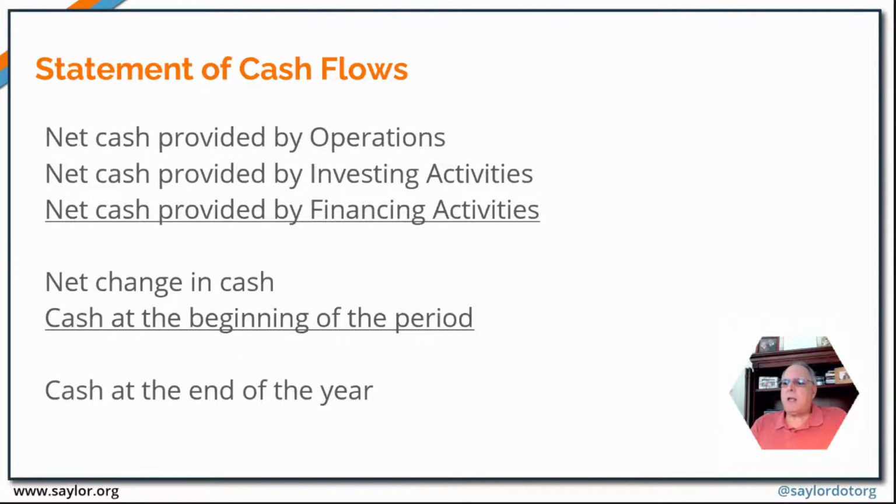What was it at the beginning of the period? When we started the beginning of the year, we had a certain amount of cash. Then we did all of these activities. How did we end at the end of the year? What's our cash position?